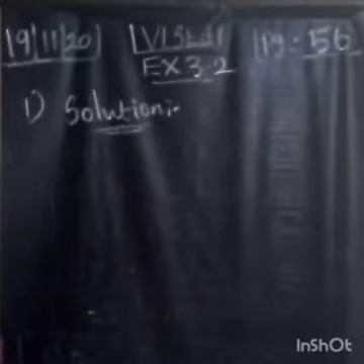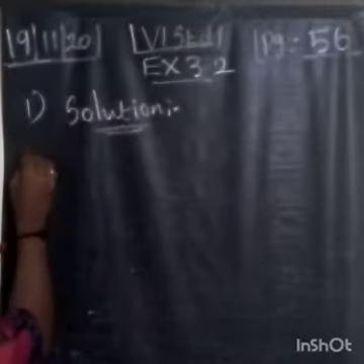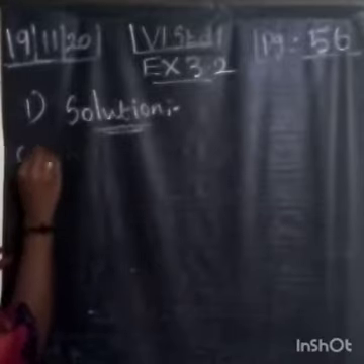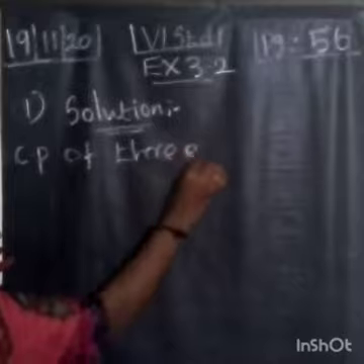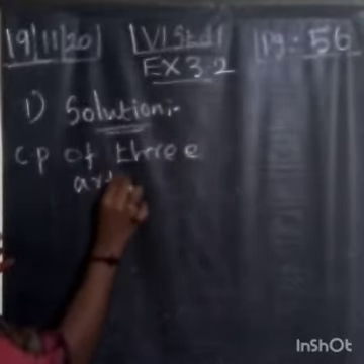The problem says a shopkeeper buys 3 articles. So here they are given the cost price values. So cost price equals the cost price of 3 articles.